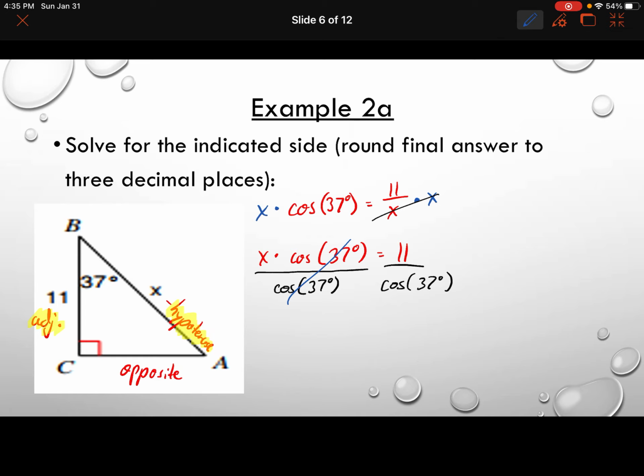All right, so that cancels out that, and we are left with, oh, did I just do the exact thing? Yeah, I didn't. That's okay. The colors. That means x is equal to whatever 11 divided by the cosine of 37 degrees is equal to.